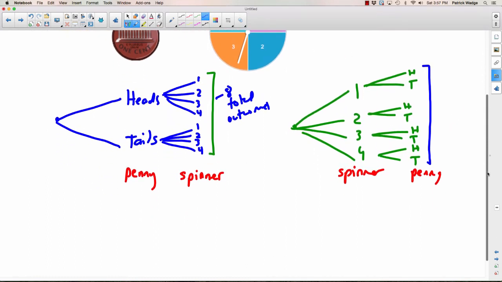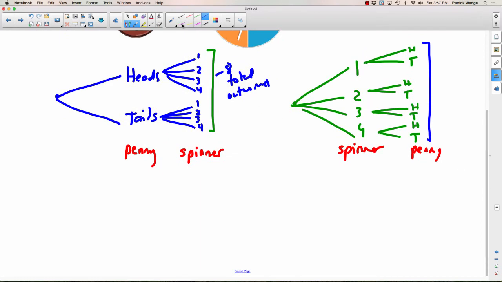But let's say I asked you now a question about probability. Let's say I asked you, what's the probability of getting tails and then an even number? Well, remember, we need two things. We need favorable outcomes, we need total outcomes. How many total outcomes are there? We already said that. There's 8 total outcomes.